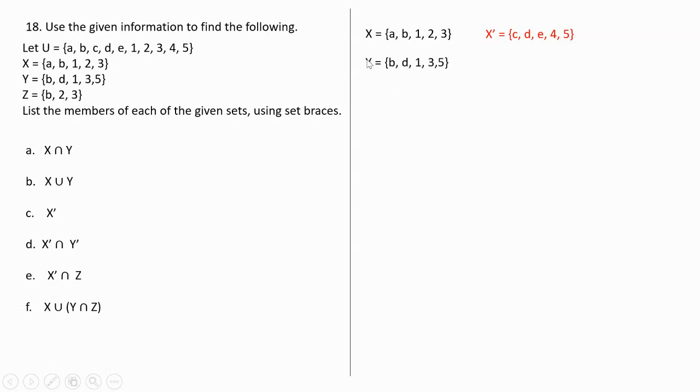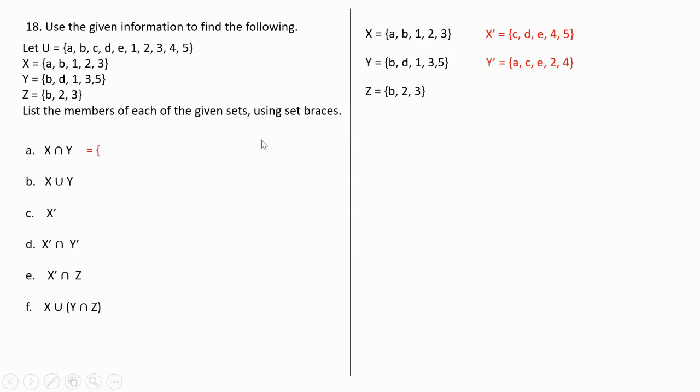Same thing with Y. The complement of Y means not Y. So we're going to go to the universal set. Not B, we can scratch it off. Not D, not 1, not 3, not 5. So what's left is A, C, E, 2, and 4.